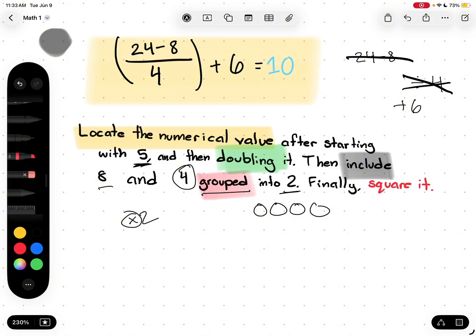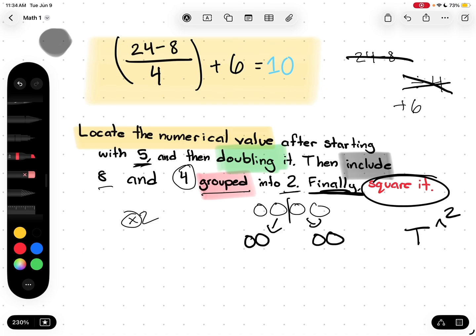But just to show you what 4 grouped into 2 means in like a word problem, we have 4 beginning, grouped into 2. That means we have 2 groups. So 1, 2, 1, 2. So that's where we have this. And then finally, so lastly, square it. And if you know what squaring means, we're going to take our total and then we're going to power it by 2. Means multiply it by itself.